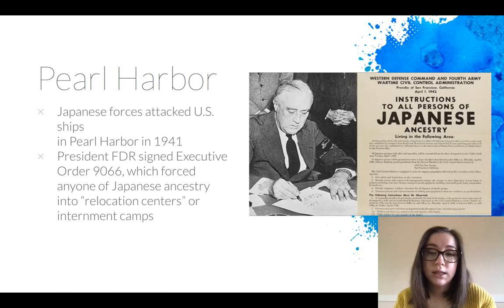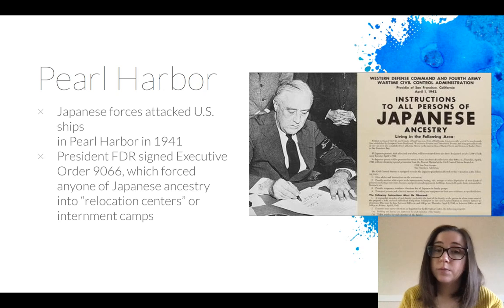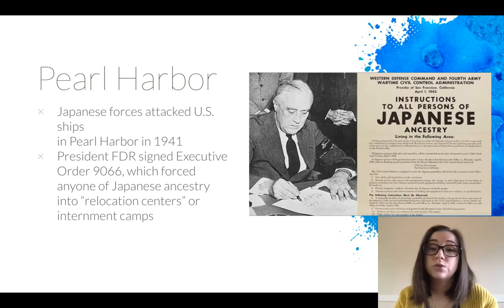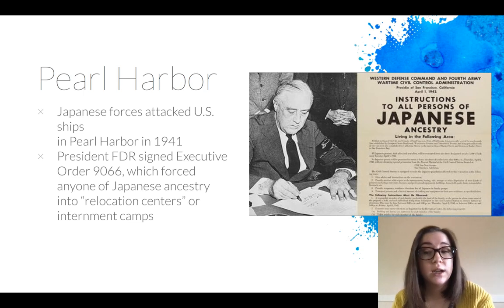So the president at the time, FDR, signed Executive Order 9066, right? You remember the three branches of government from civics. The executive branch is who? Right, the president. So this order is from the president saying anyone of Japanese ancestry has to go into a relocation center or a camp.